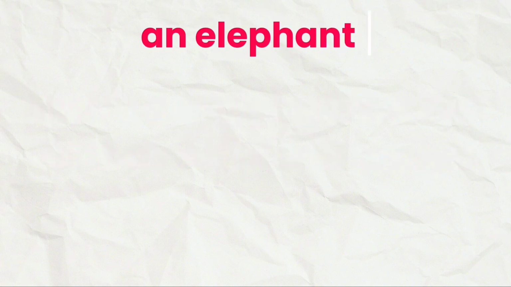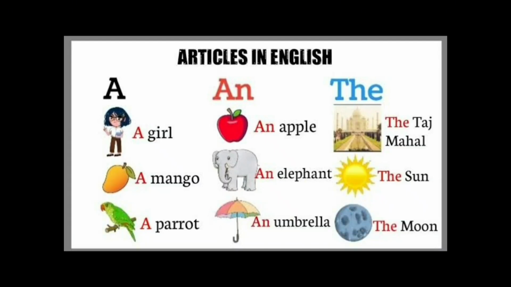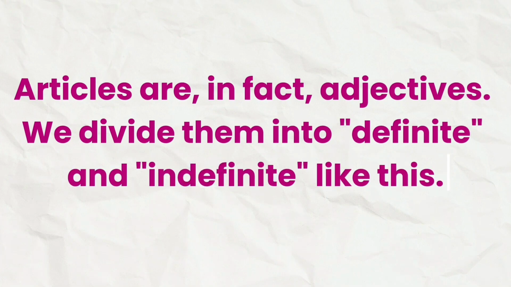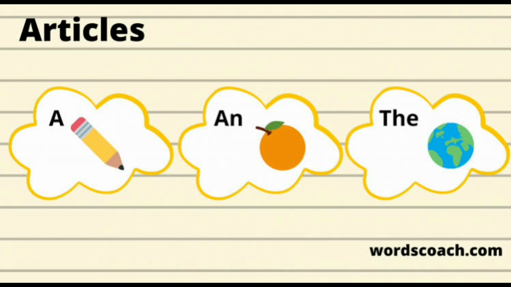A boy. An elephant. A cow. The cow. The words in italics and colors in the above sentences are called articles. Articles are, in fact, adjectives. We divide them into definite and indefinite like this. Articles. Definite article the. Indefinite article a, an.